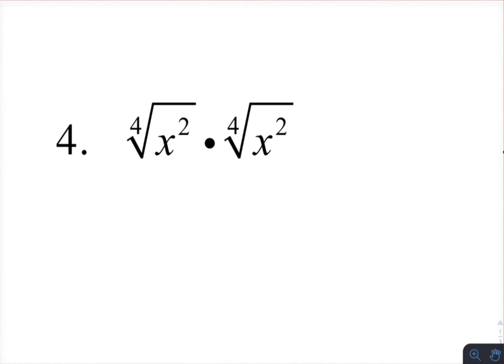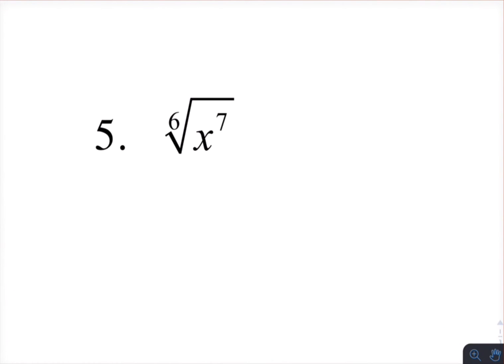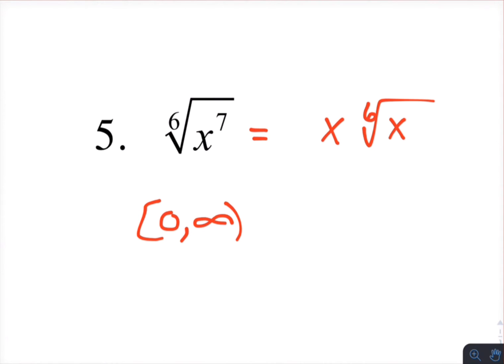On the contrary, because this has all reals as the domain, so x can be positive or negative or 0, when we get the fourth root of x to the fourth, we then have to use the absolute value. And here, again, think about the domain. Essentially, we have the sixth root. If x were negative in this instance, we would end up with the sixth root of a negative number. So here the domain is just 0 to infinity, so we don't have to worry about negative numbers. We would just get x times the sixth root of x, instead of the absolute value of x times the sixth root of x.